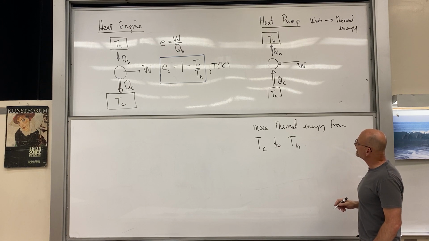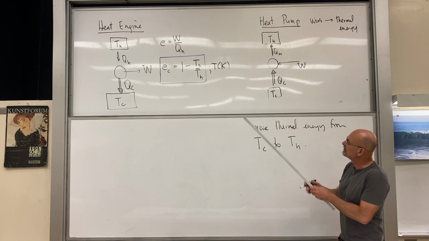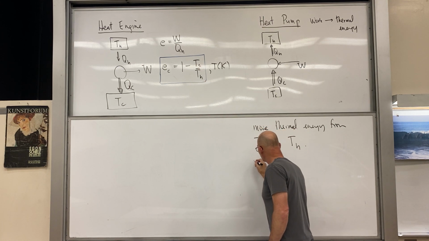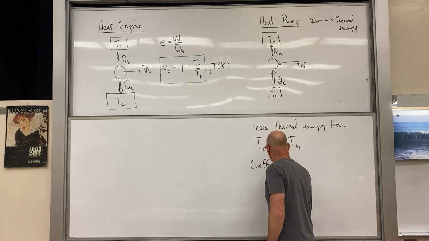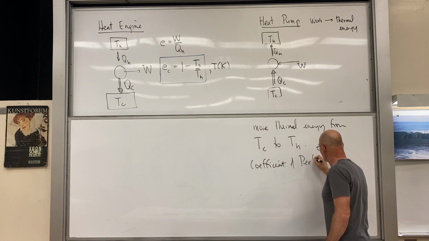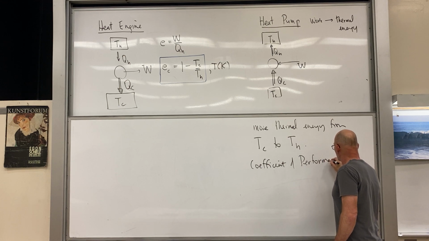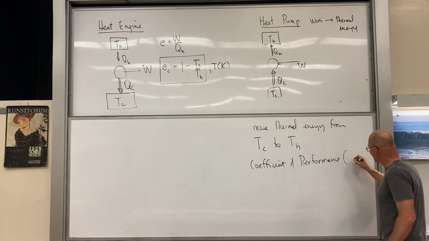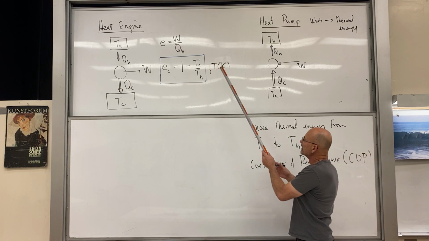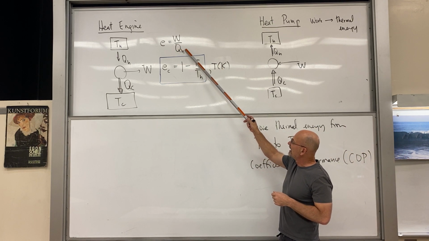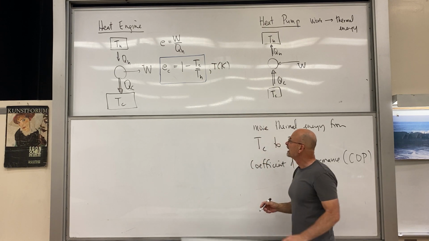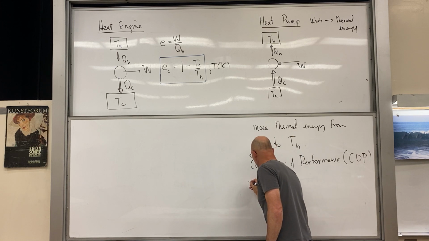And the criterion is really just the inverse of this. So what we say is the coefficient of performance, and that's just abbreviated COP. It's the inverse of this. Up here we were putting in heat, and we wanted to get a certain amount of work out at the highest possible efficiency. Here we're going to invert that.